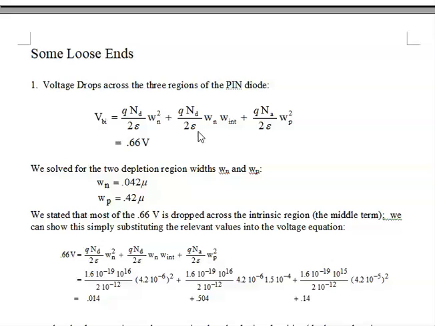And I think we mentioned last time that most of the voltage we're going to claim was dropped across the intrinsic. This is the middle region, the I region. And we can show that by, first of all, solving for the widths. And we did that last time. But remember, it was a quadratic equation. We used the quadratic formula to solve for, I forget which one it was, Wn or Wp. But once we know Wn, we know Wp.